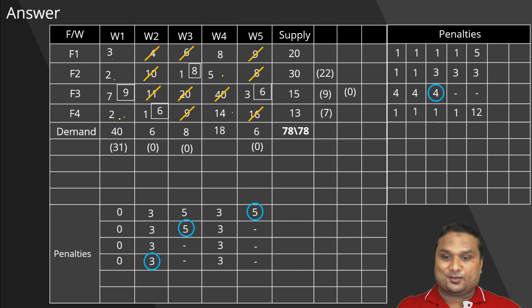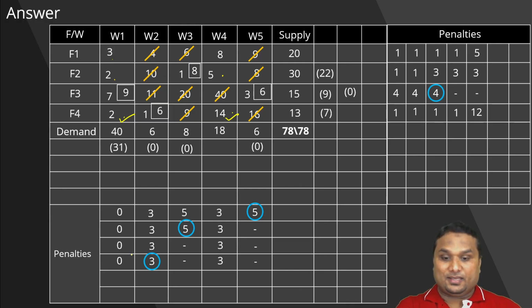Now see, if you are not transporting at 2 rupees and your cost will increase to 14 rupees, that means per unit cost is increasing by 12 rupees. So cost is increased very much. So this is the highest penalty.